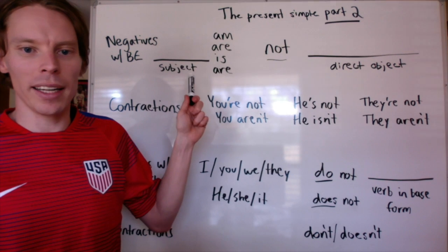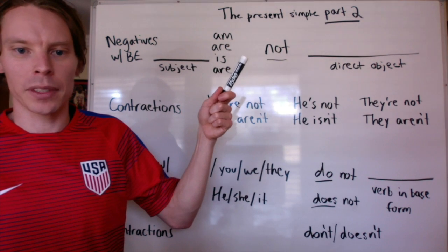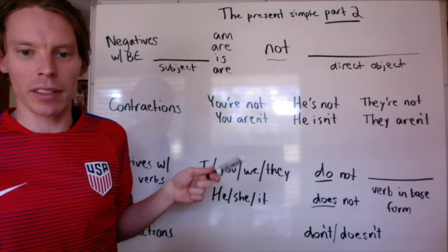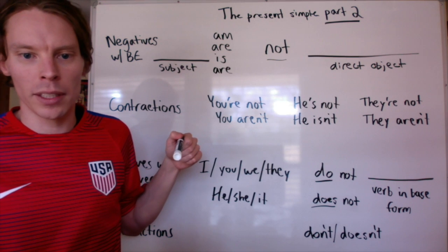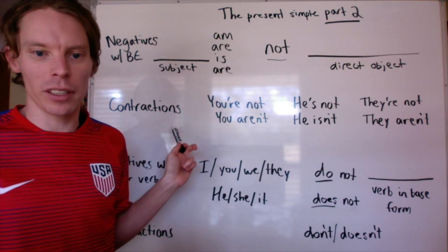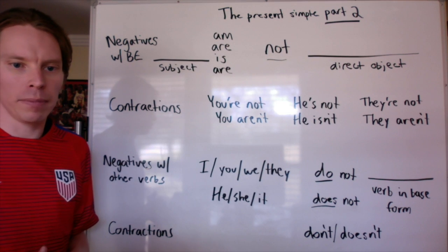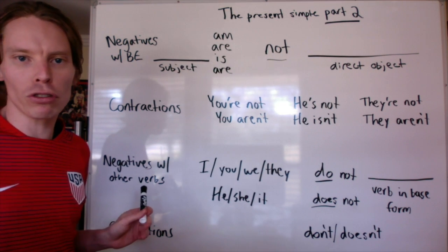So, viene del sujeto, it comes from the subject, and then not. Okay? Depending on what the subject is, you have these contractions. Depende del sujeto, tienen esas contracciones. So, fácil. You got it. Okay. Negative with other verbs. So, negativos con otros verbos.